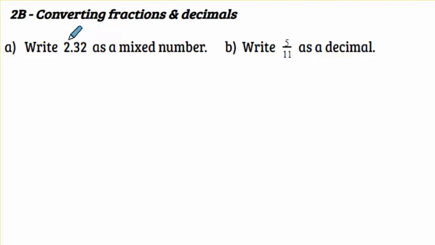Now, I know that most of us, when we see a number like this, would read it out loud as 2.32, but that's not going to help us. What will help us convert it to a mixed number is reading it out with its place value. So we should really read this out as 2 and 32 hundredths because it's two places after the decimal. And now we have a mixed number that we can simplify.